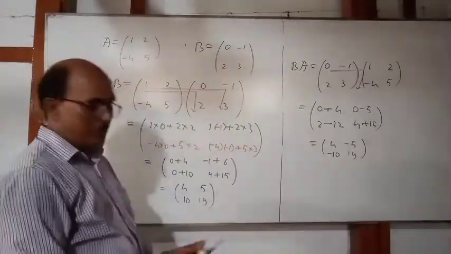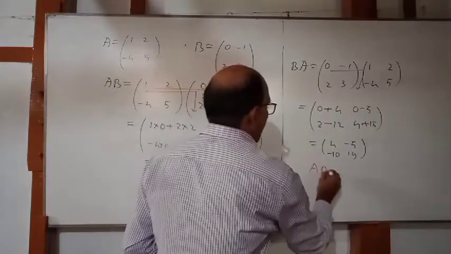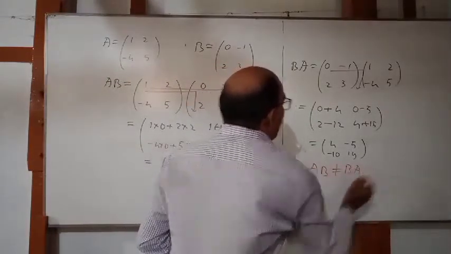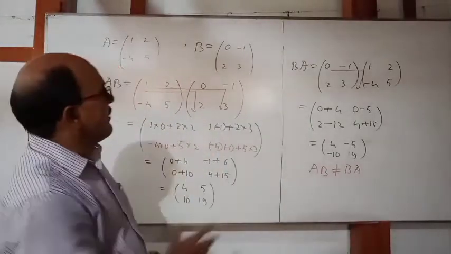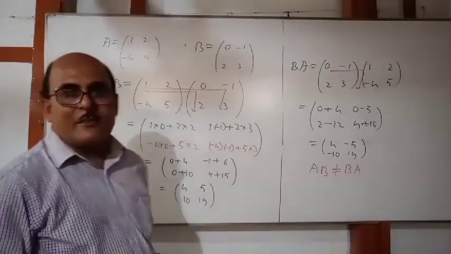So AB not equal to BA. Sizes are same, order same, but AB not equal to BA. So this is how we multiply matrices.